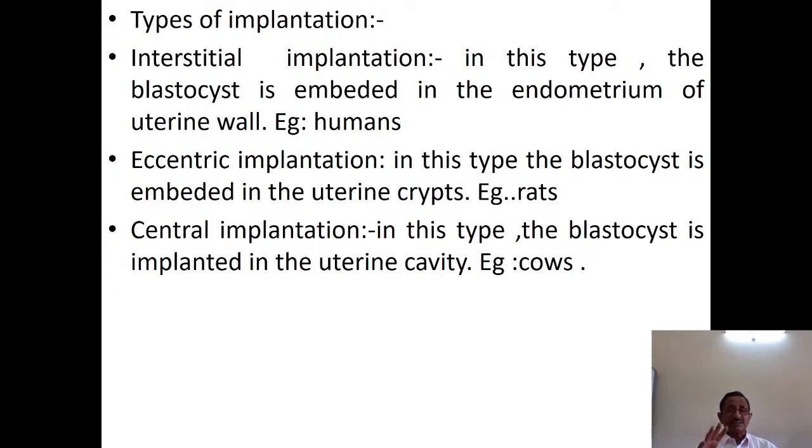The other types are eccentric implantation, where the blastocyst is embedded in uterine crypts, as in rats, and central implantation, in which the blastocyst is implanted in the uterine cavity, as in cows.